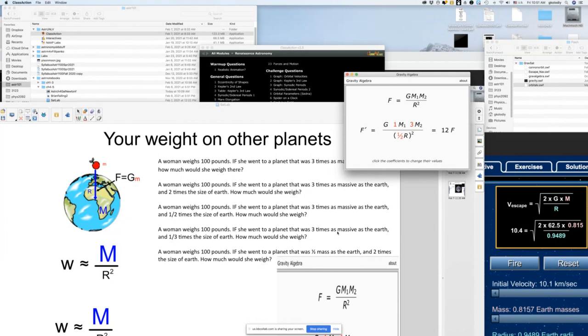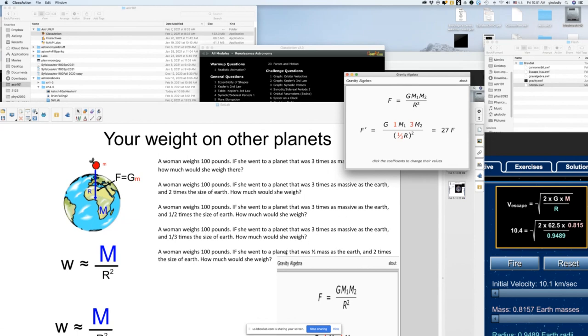How about the next one? She went to a planet 3 times as massive. Okay, we have that, but 1/3 the size. So we're going to change this to 1/3. Don't forget, if you square 1/3, you get 1/9. 3 divided by 1/9 is 27 times F. Don't forget, F is 100, so she would weigh 2,700 pounds.